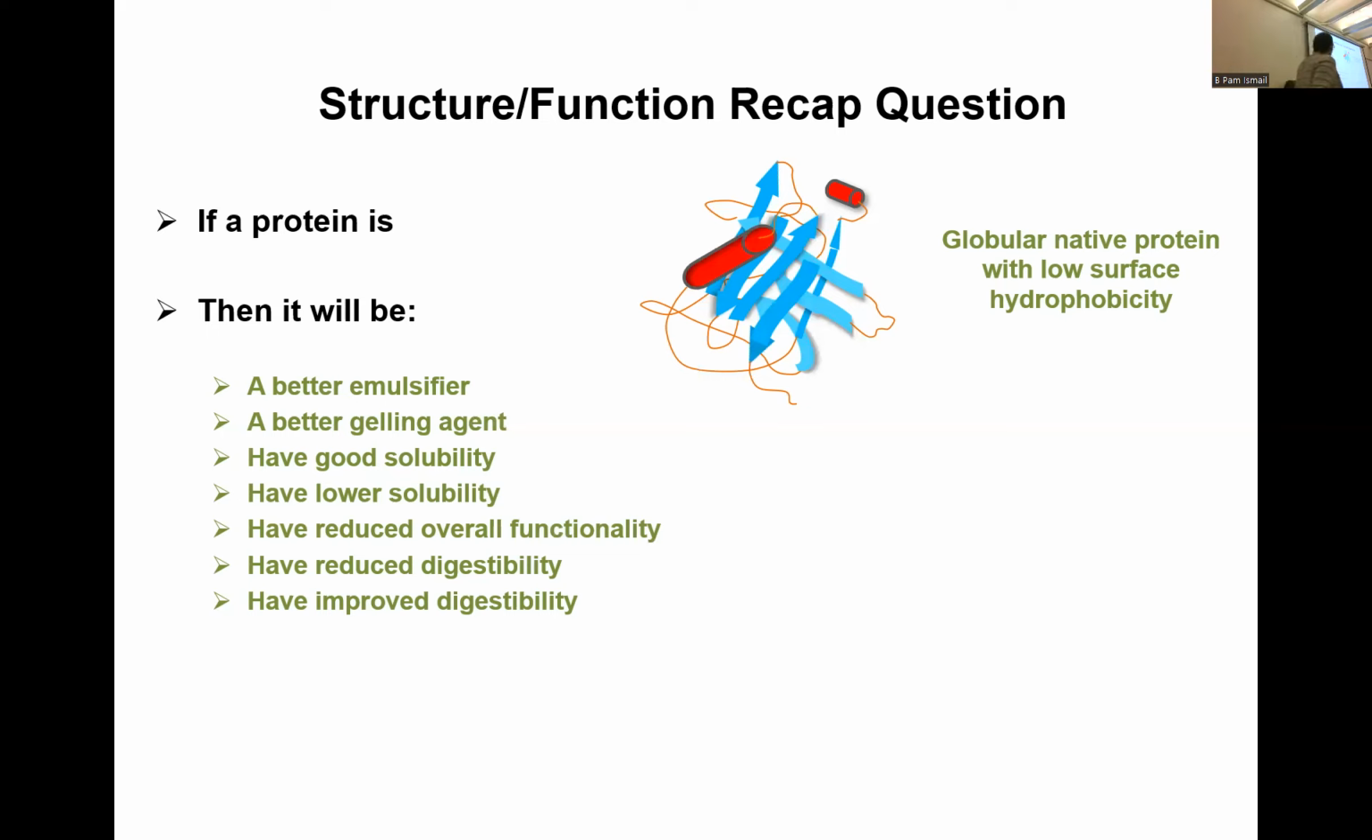Well, it's going to have good solubility. Without denaturing it, it might not perform well here. And what about digestibility? It should be low digestibility. Without denaturing, it's really hard for the enzyme to reach all of the binding sites.